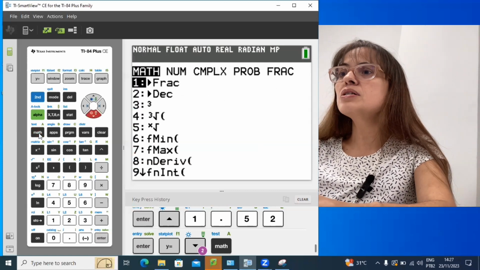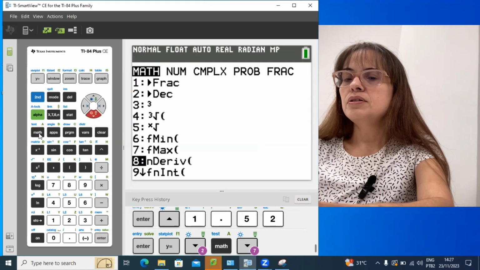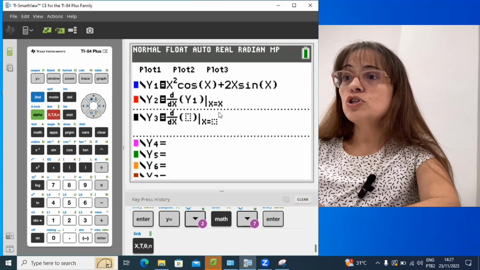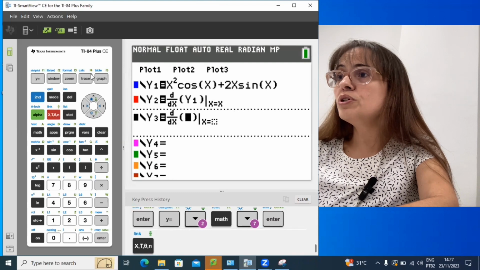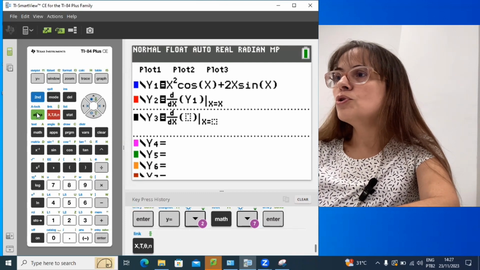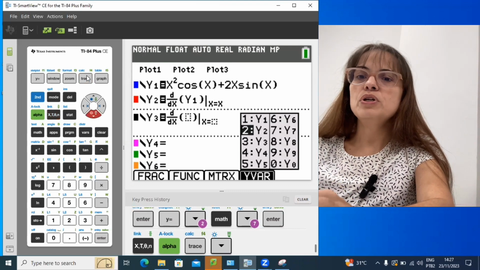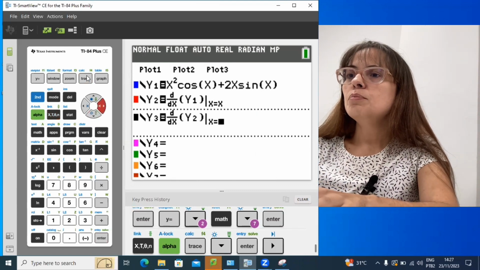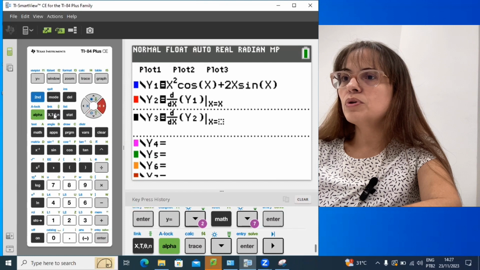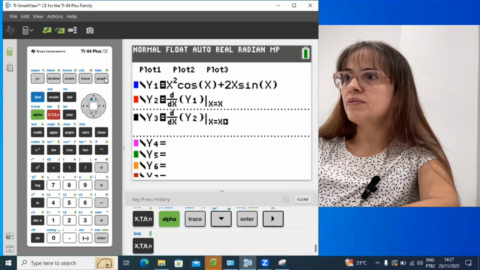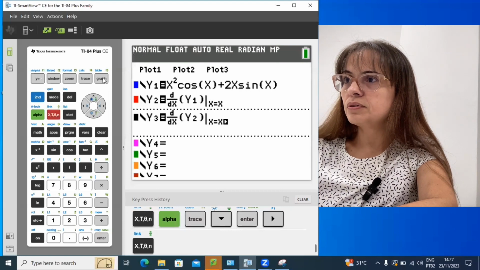It's the math button. I want the derivative. I want it d dx. The function now is going to be y2, so I need to open my F4 menu, which is alpha F4. Now I'm going to pick up the y2 instead. Moving to the right, now I want x equals x again. There's nothing wrong with that. This works. Let's graph it.